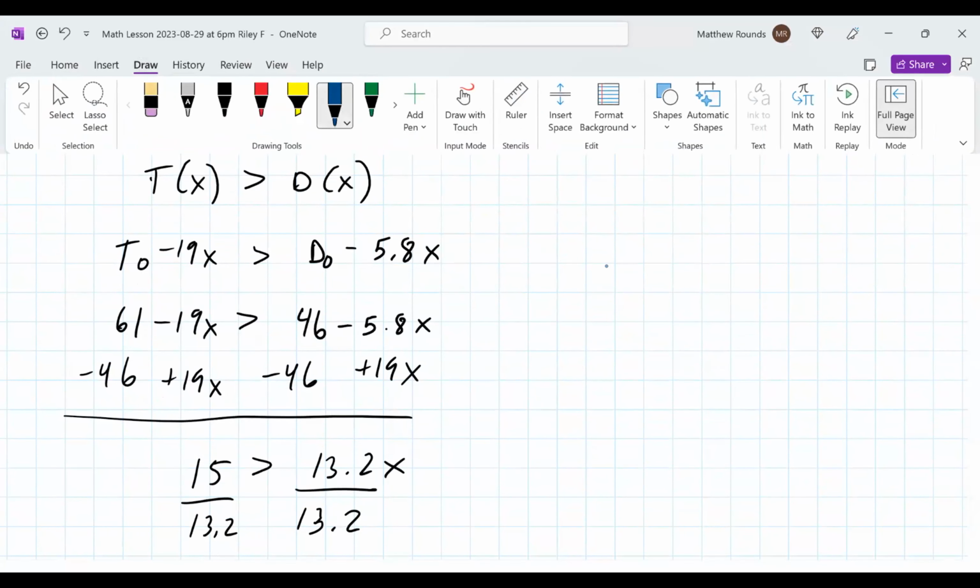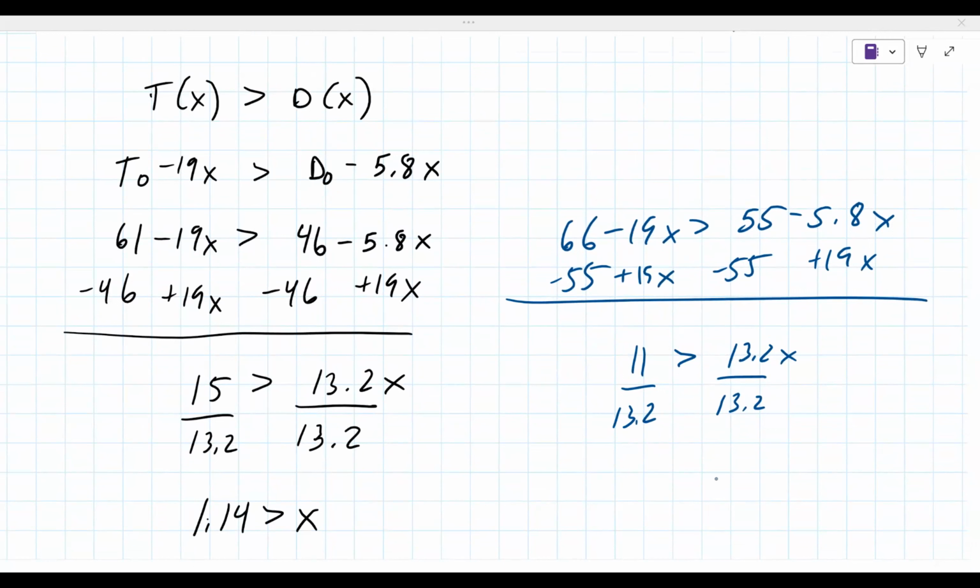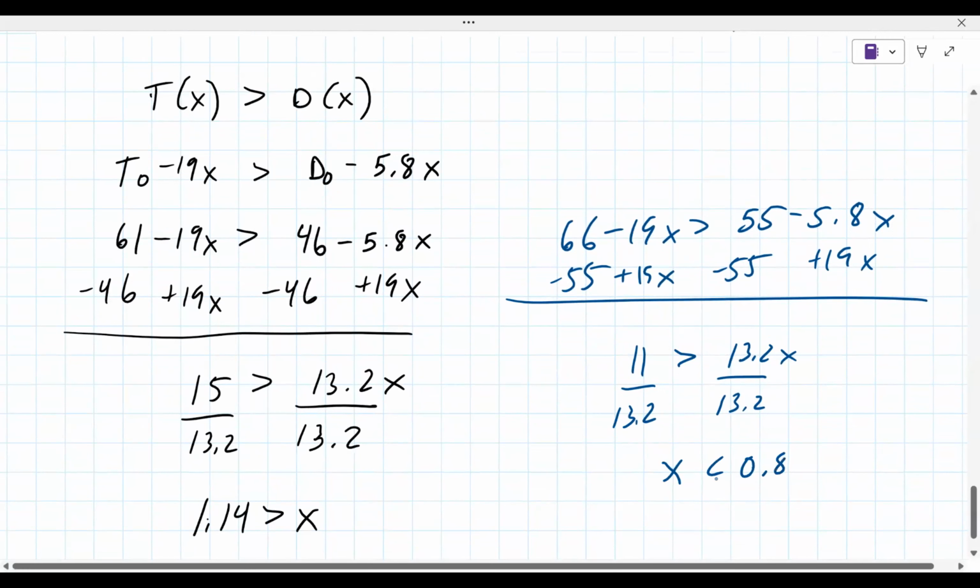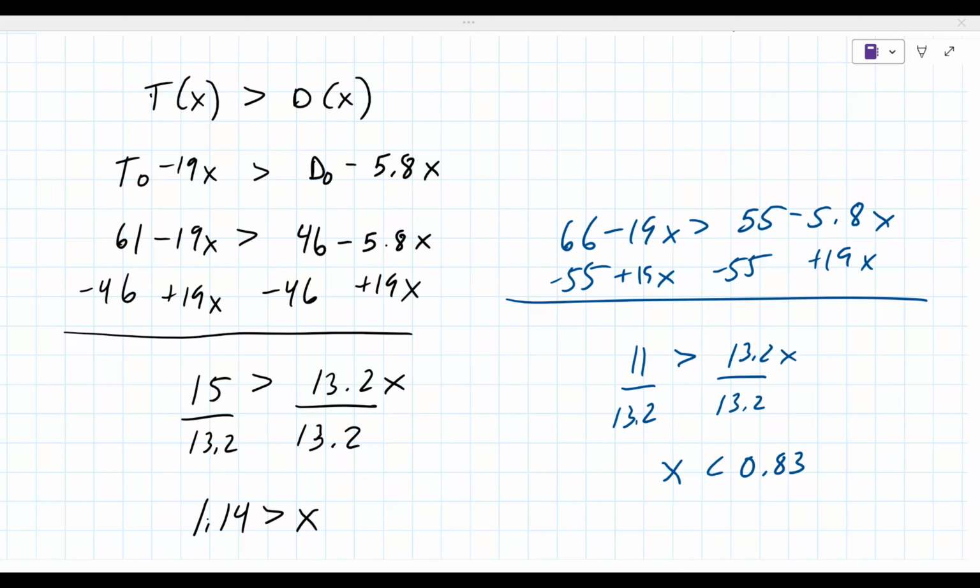Okay, so you're just solving the same kind of equation here. 11 greater than 13.2x. 0.83. So x is less than 0.83. And A and B have the same answer. A is asking you to do it graphically, B is asking you to do it by hand.